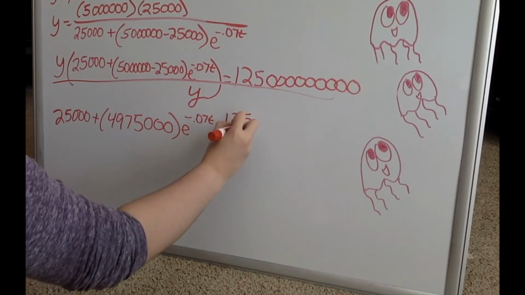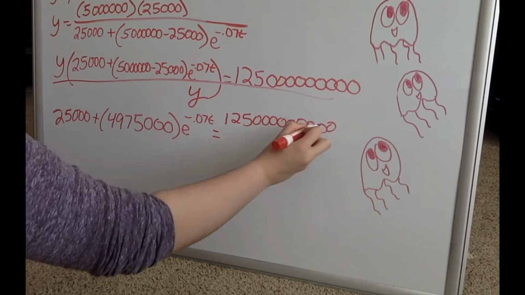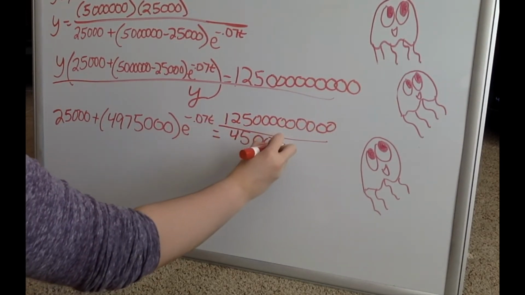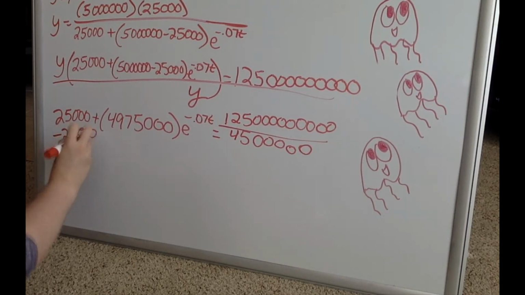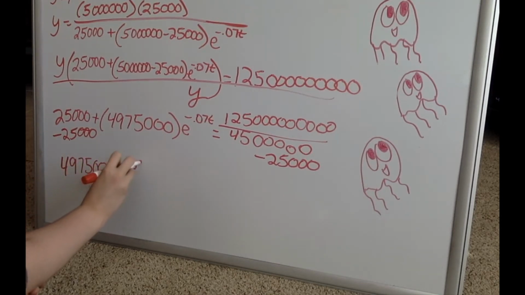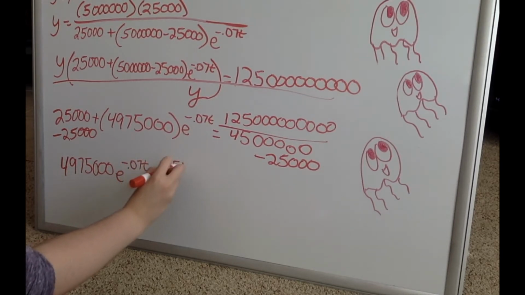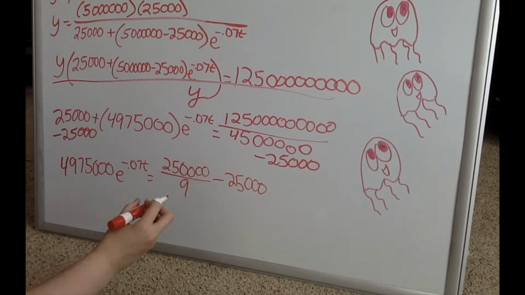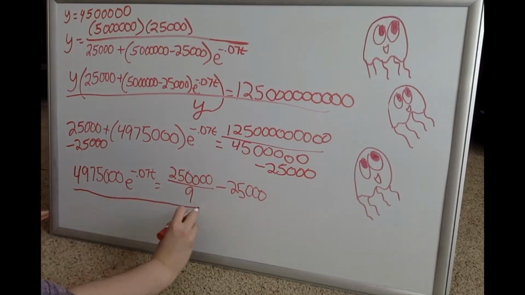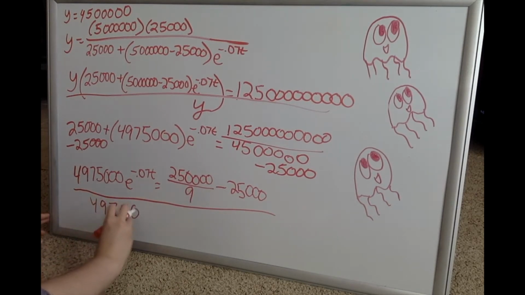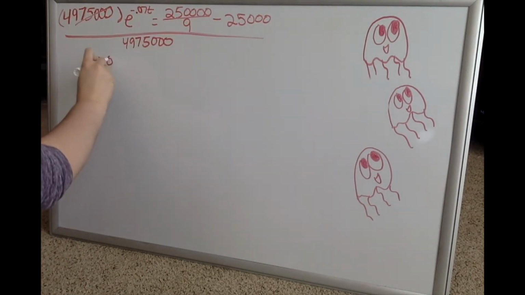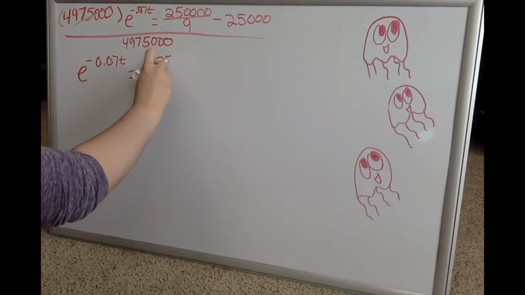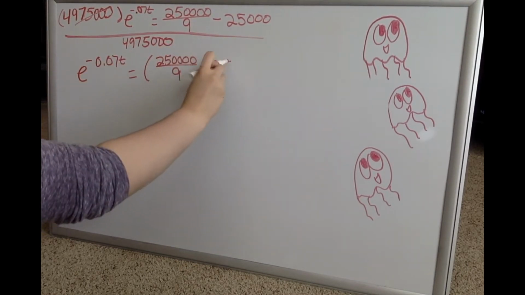Then, the 4.5 million held by the variable y can be divided over to the 5 million times 25,000. From here, the 25,000 is subtracted on each side, which helps to isolate the part of the problem that has the variable attached. From here, you're left with 4,975,000 e to the negative 0.07t is equal to 250,000 over 9 minus 25,000. To get the e on one side all by itself, each side is divided by the 4,975,000. With this simplified, you're left with e to the negative 0.07t is equal to 250,000 over 9 minus 25,000 all over 4,975,000.